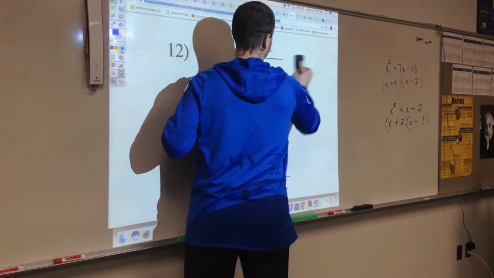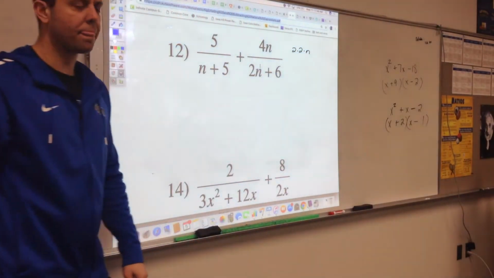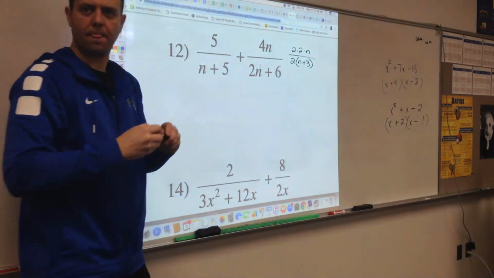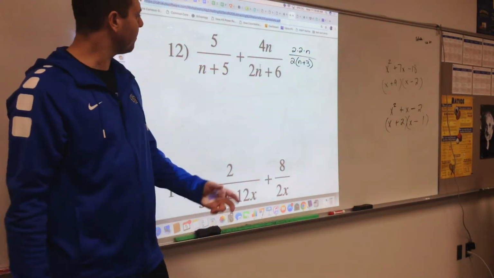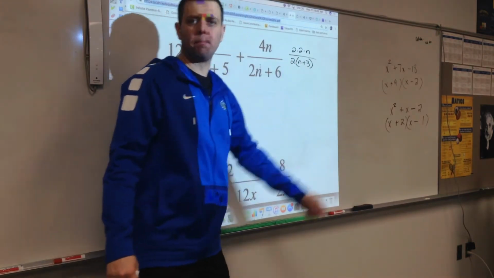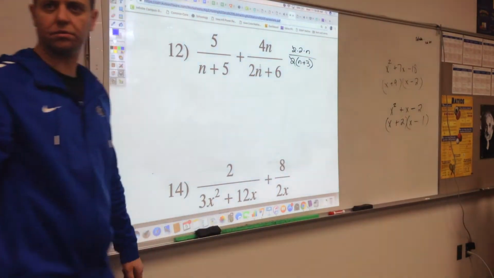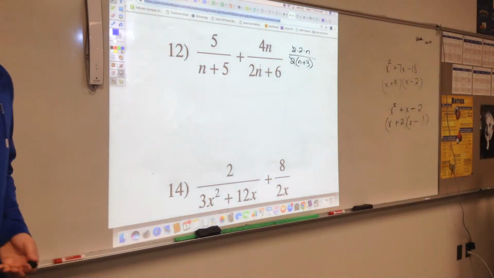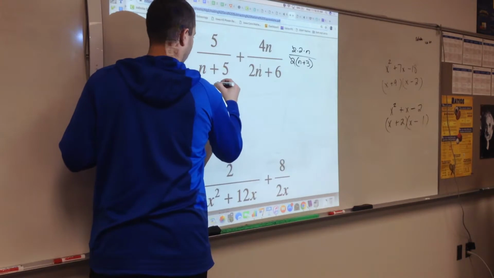So again, let me show it to you this way. 4n is like 2 times 2 times n, right? And the bottom is like 2 times n plus 3. So on the top, my factors are 2, 2, and n. On the bottom, my factors are 2 and n plus 3. You can only cancel common factors. So I can only cancel the 2's. I can't cancel the n because I don't have just an n as a factor in the denominator. Good? Okay.